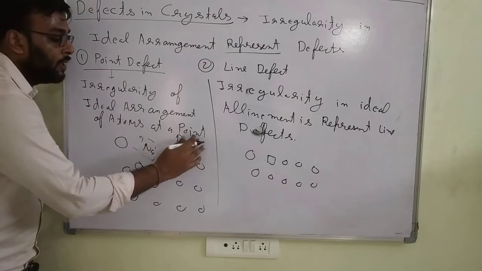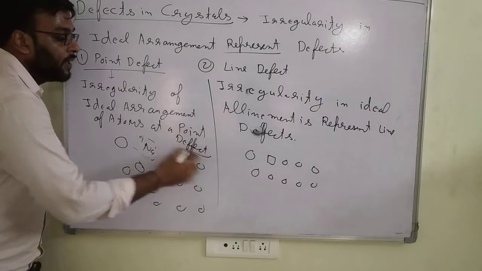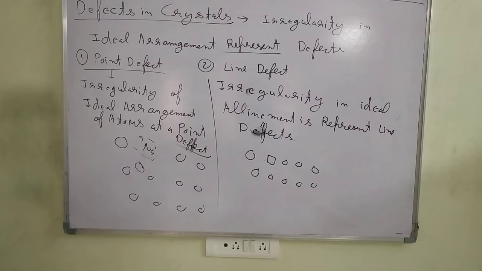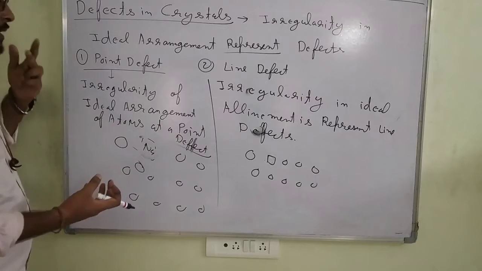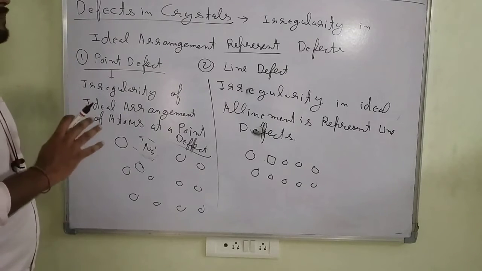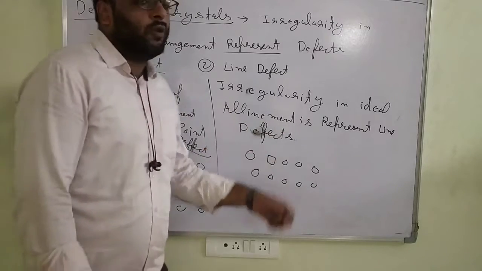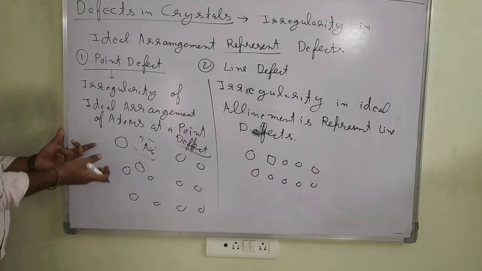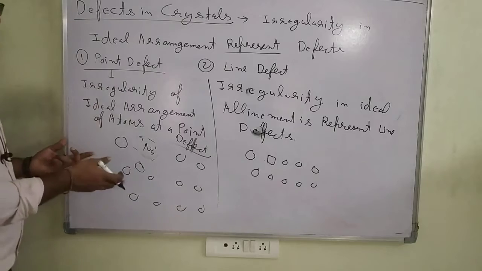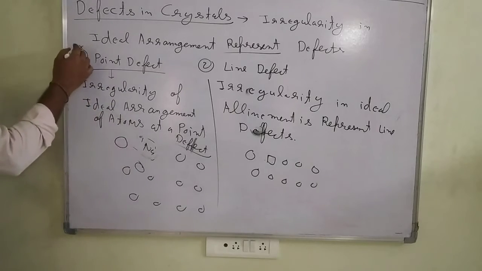Are you getting my point? I hope this is clear. Okay. Point defect: irregularity of ideal arrangement of atoms at a particular point represents a point defect. Further, I will explain it as three types: stoichiometric, non-stoichiometric, and impurity defect. This is a very important topic for today.